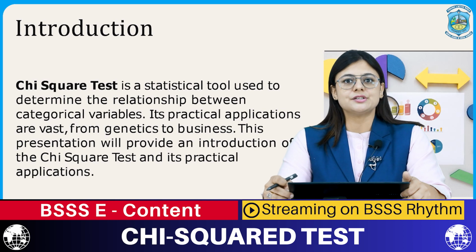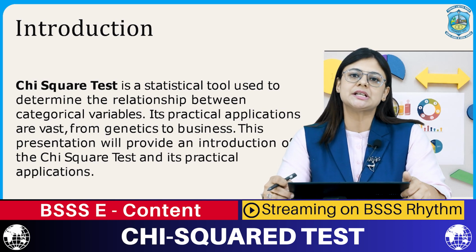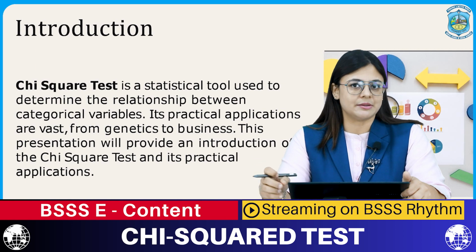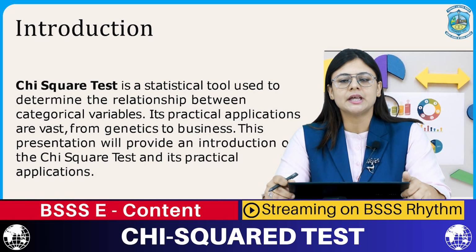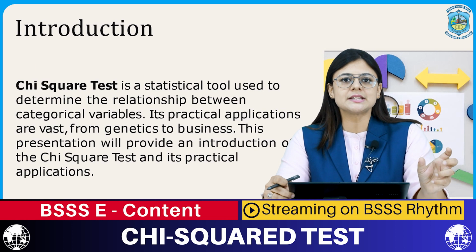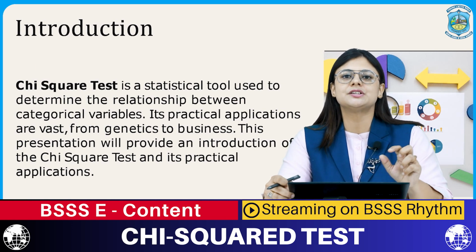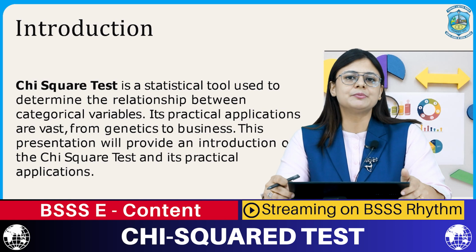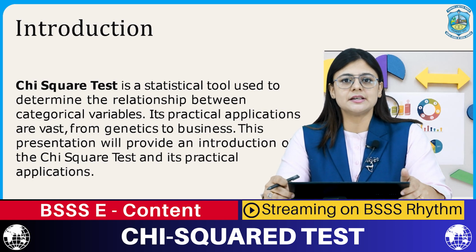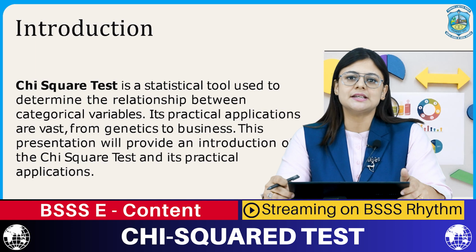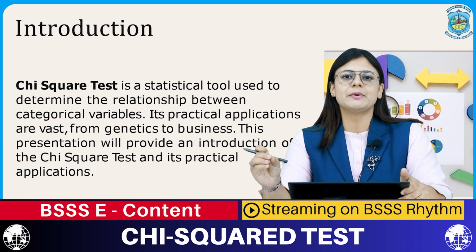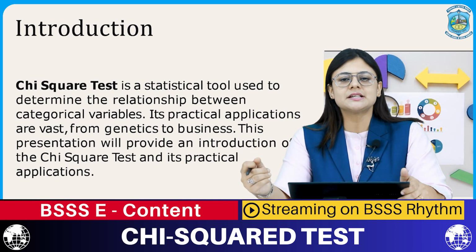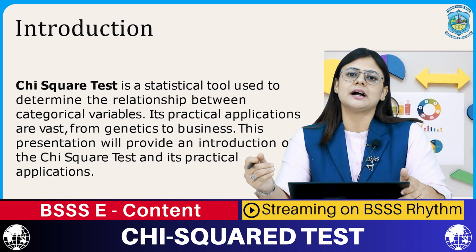Chi-square test is a statistical tool which is used to determine the relationship between categorical variables. Now let's have a look at what exactly are categorical variables. Categorical variables are those variables wherein you have a title to the category and the frequency related to that particular category. Let's take an example for that. Let's say gender is a category, age is a category, nationality is a category. And if you have in your data collection collected certain frequencies with respect to these different categories, you will be able to conduct the chi-square test.